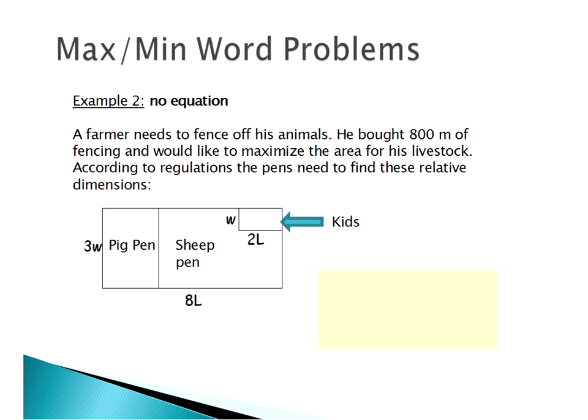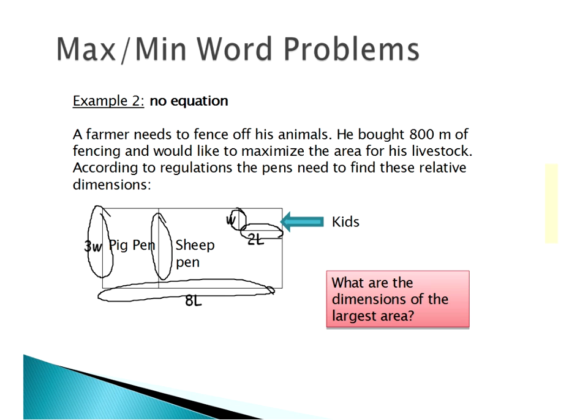In any case, what we have here is this length is W, and this length is 3 of those, and so is this one. And this length is 2L, and this is 4 of those. So every line on this is a piece of fence. And so the question is, what's the dimensions of the largest area?